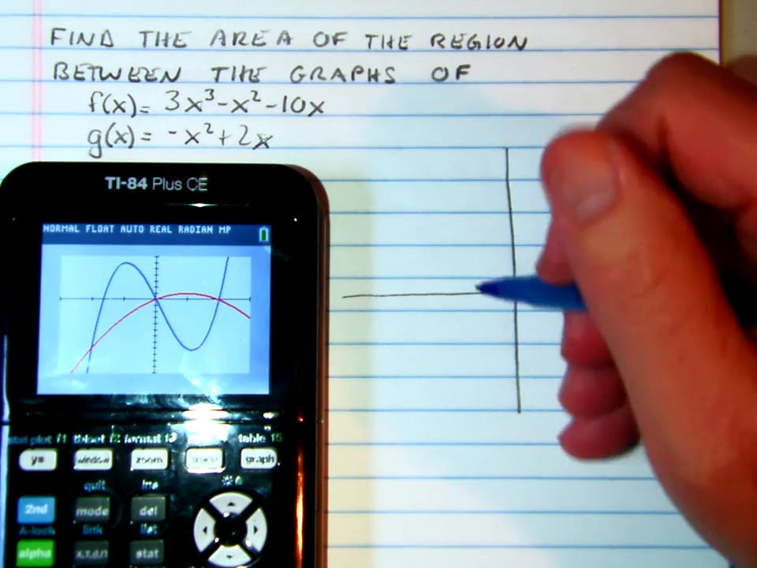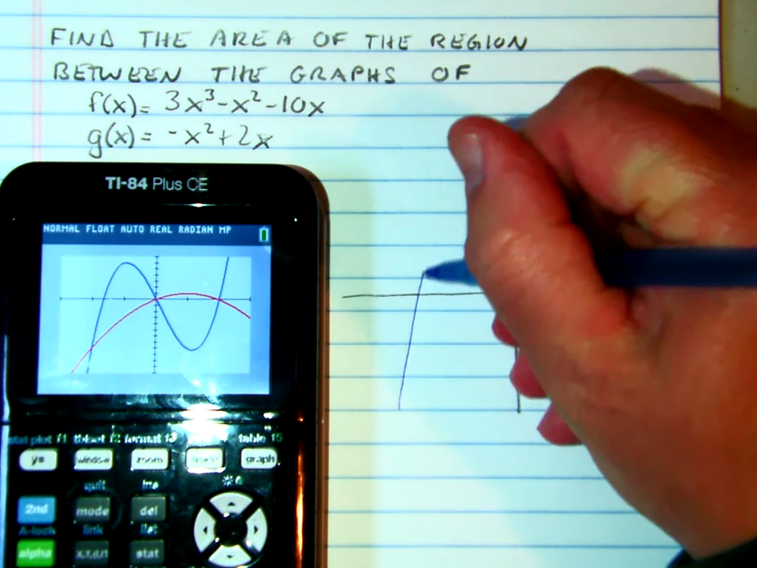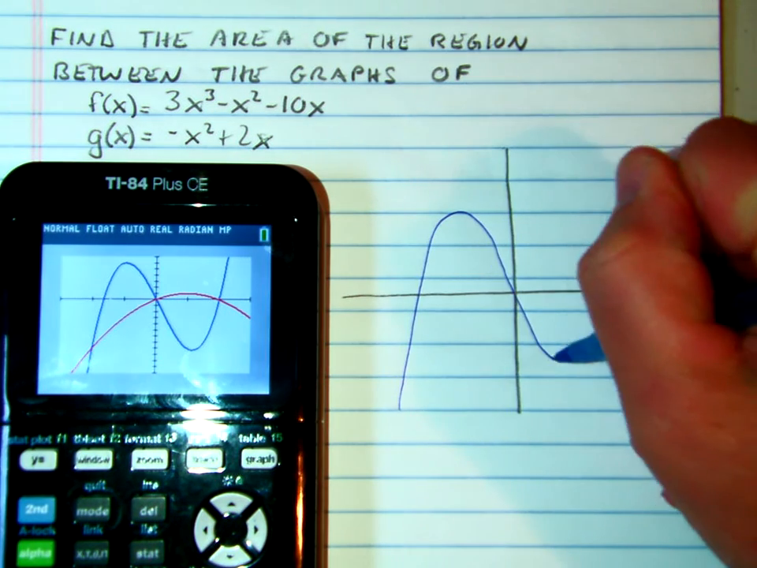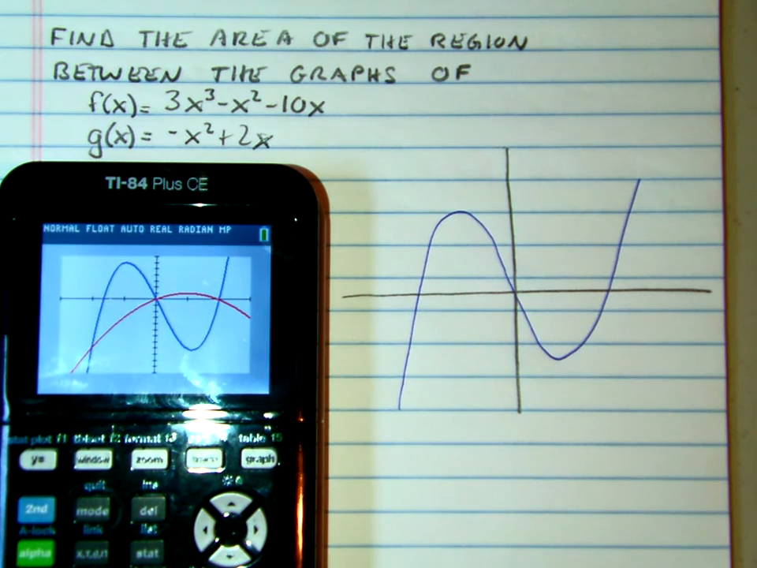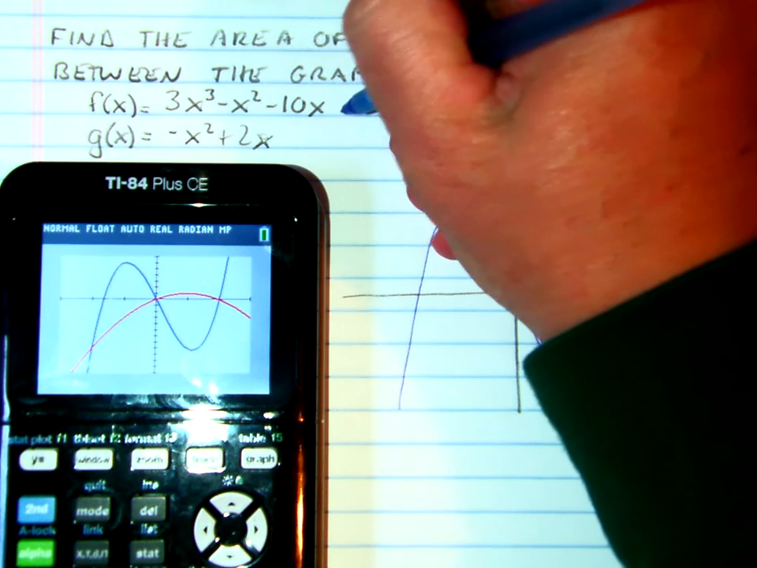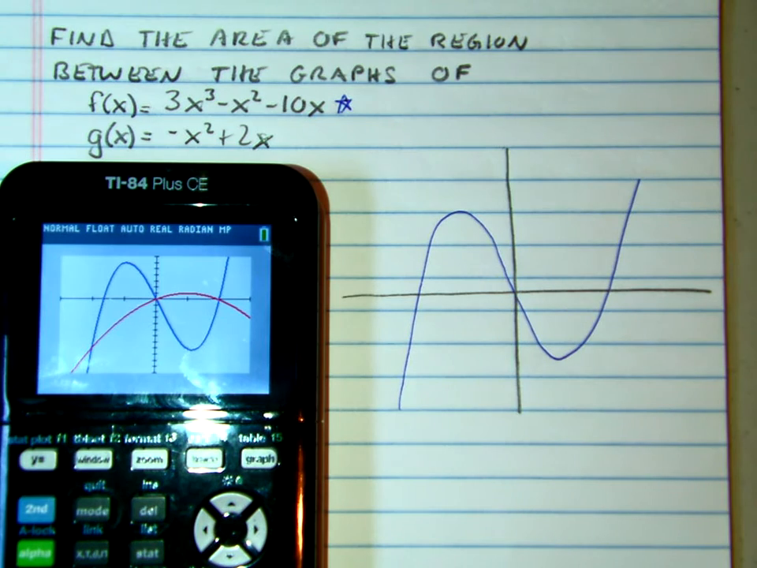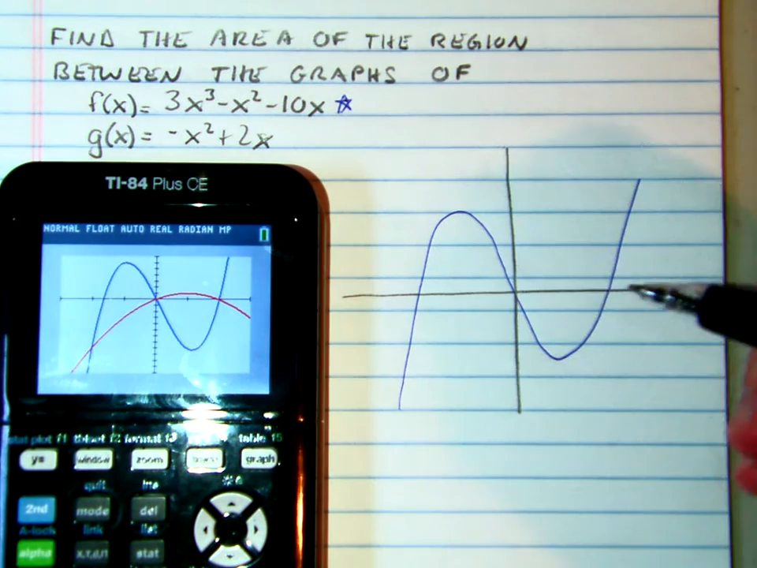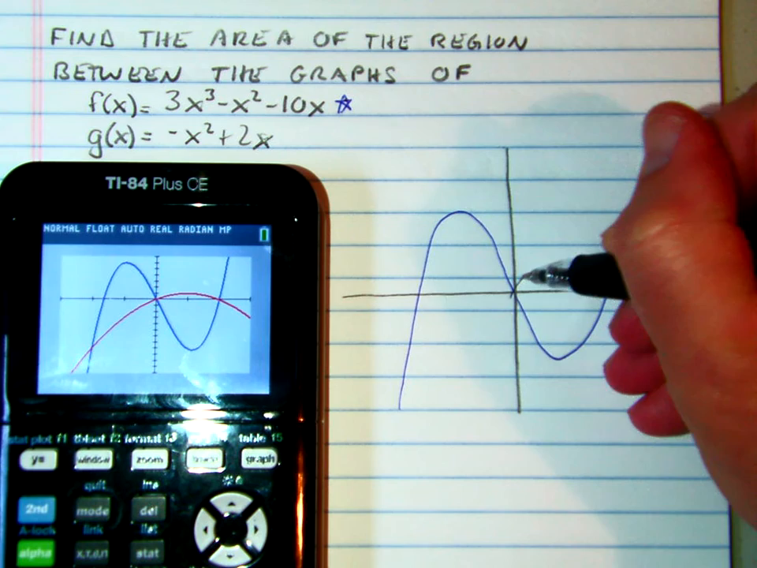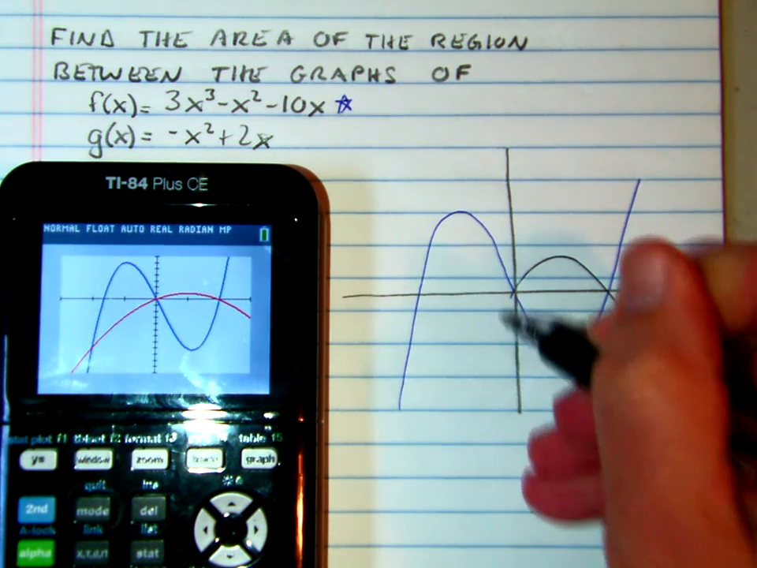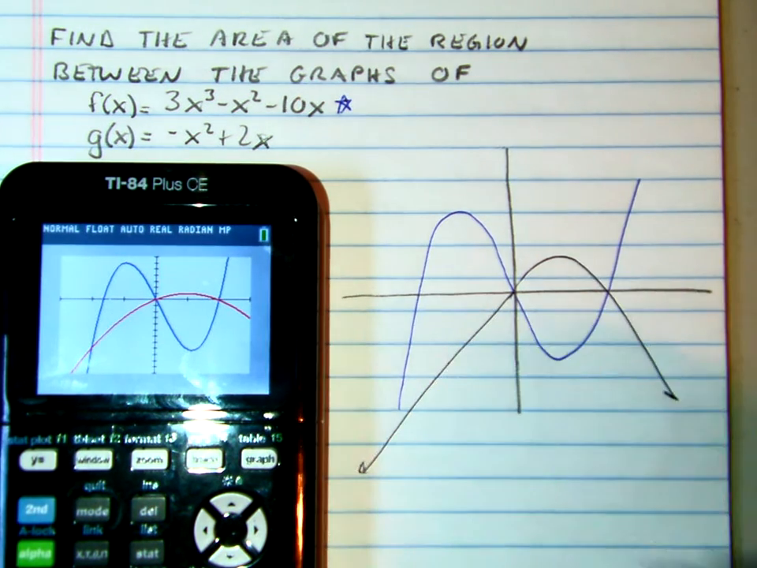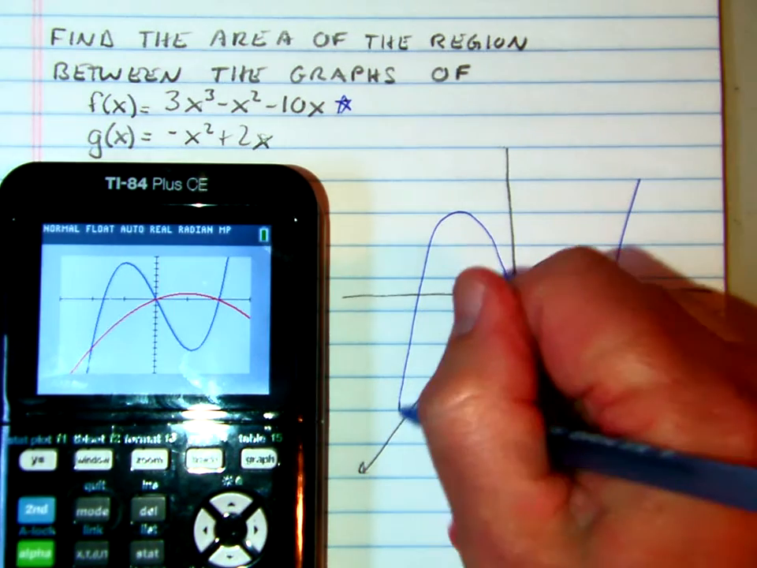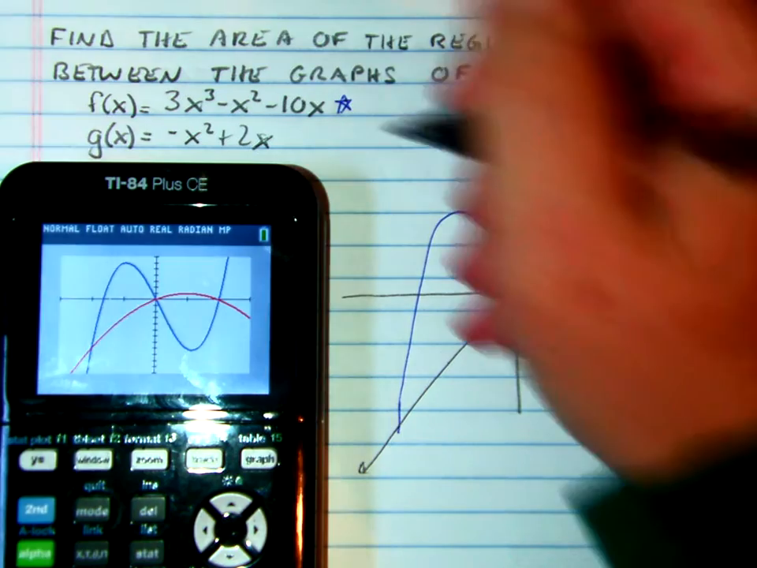So one of them has this basic shape to it like that. That's the cubic, which is this guy right here. And then the other one has a basic shape of doing this here. That one I did in black for this video.